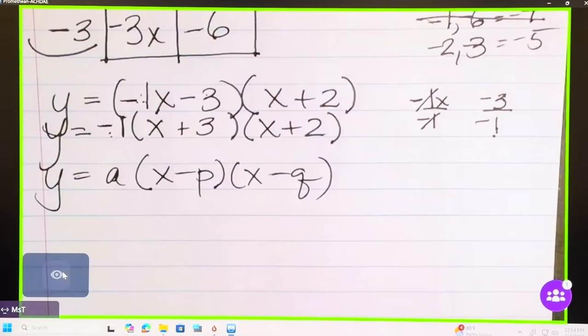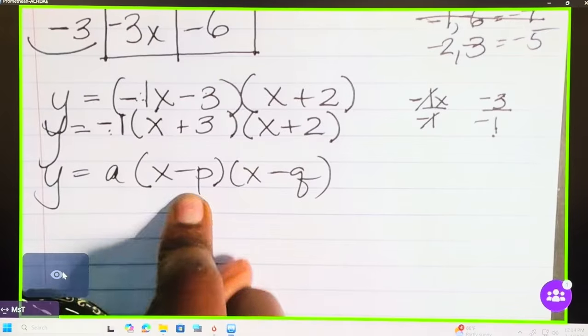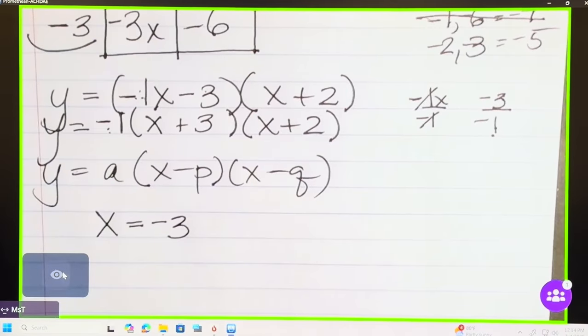Are y'all with me? So what do I see here? Positive 3. So what is the opposite of that? Negative 3. So that's my p. My p is going to be x equals negative 3. That's my first solution.